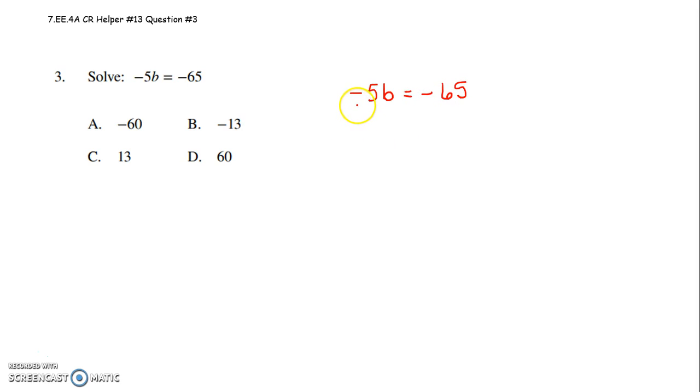This is a one-step equation, so you say to yourself, what's the operation between the negative 5 and the b? Oh, the operation between the negative 5 and the b is multiplication. How do we undo multiplication? We undo multiplication with division.